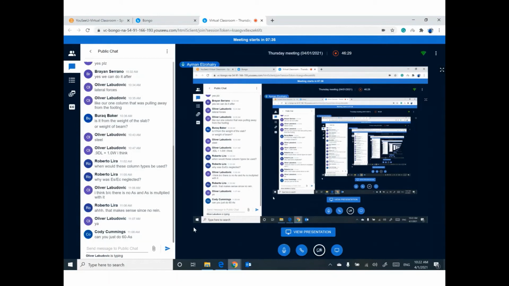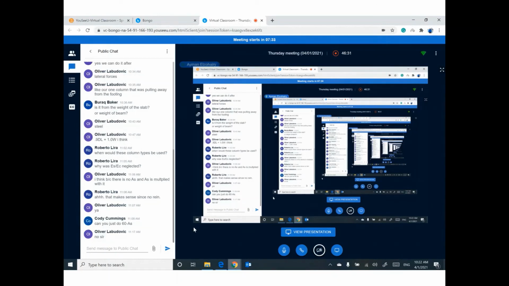Cody, what do you mean by, can you just do 60 area steel? Oh, okay. Yeah, we don't have steel reinforcement. So if yield is 50, I think.